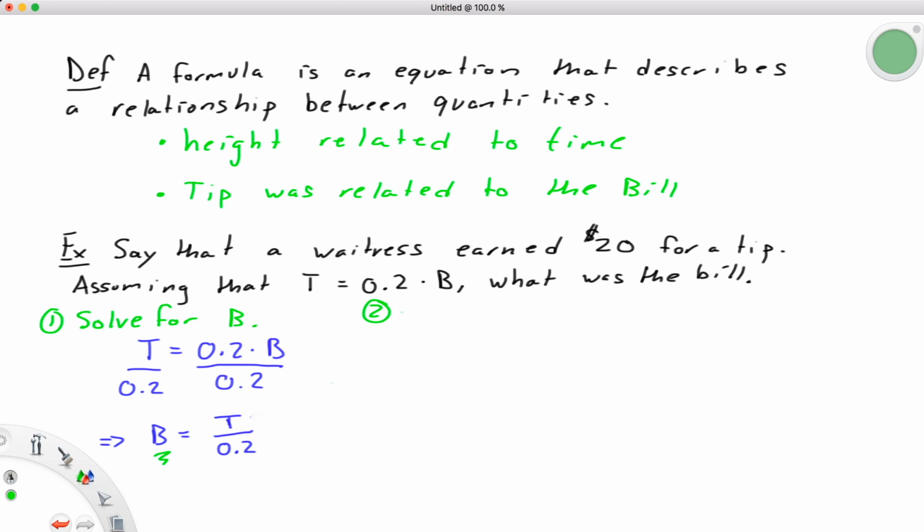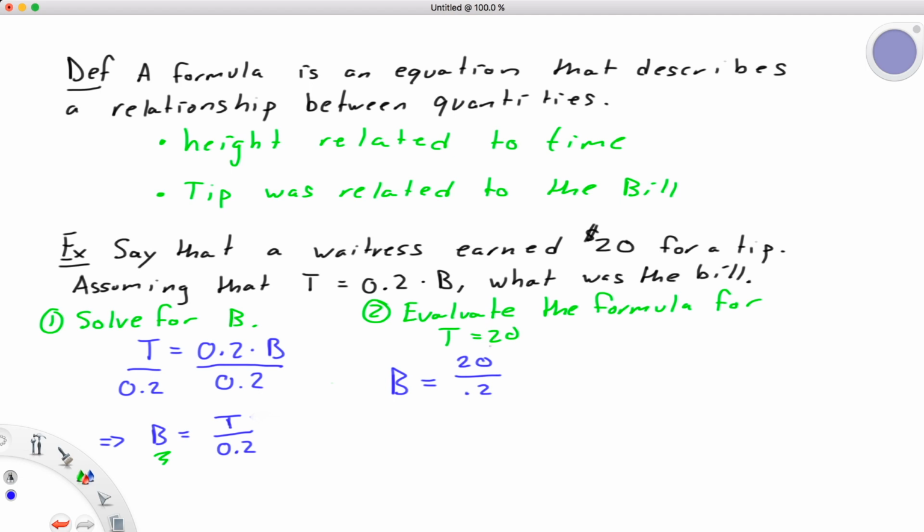And then from there, we can evaluate our new formula for t equal to 20, or whatever the specific one is in your case. But in our case, it's 20. So we'll evaluate for t equal to 20. And of course, we know how to evaluate expressions now based on what we did in the last video. So we will take 20 and we will plug it in for t. Right, and so now we have b, the bill, is equal to 20 divided by 0.2.